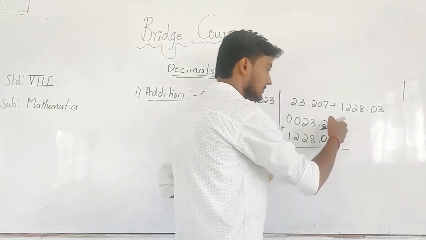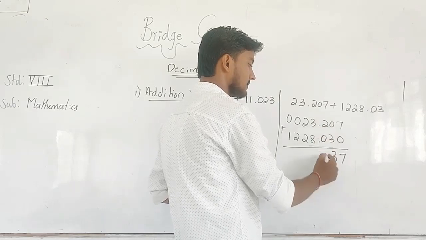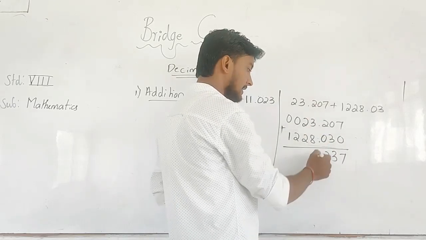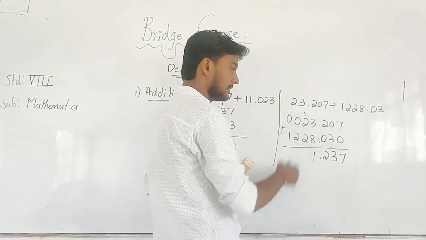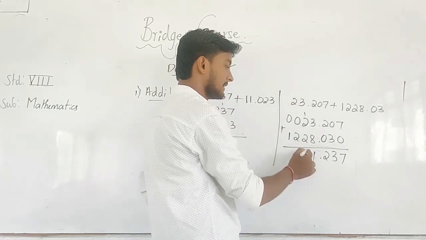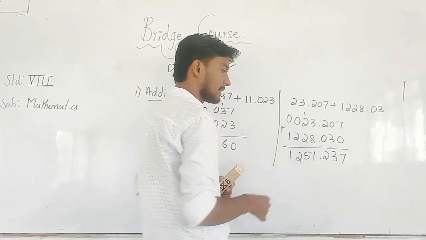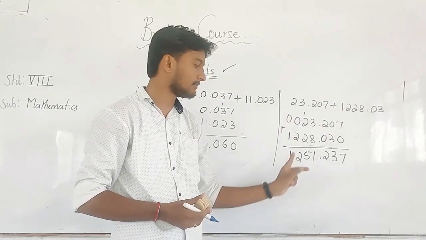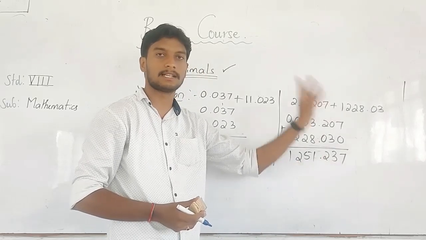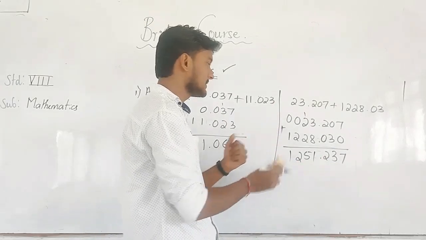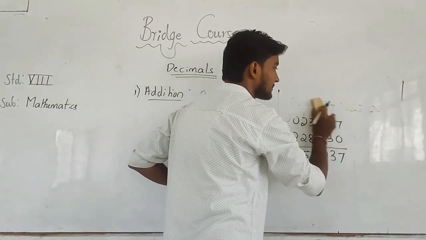If you add these two: 7 plus 0 is 7, 0 plus 3 is 3, 2 plus 0 is 2, and there is a point. Then 3 plus 8 is 11, write 1 and carry 1. 2 plus 2 is 4, plus 1 is 5. 0 plus 2 is 2, 0 plus 1 is 1. If you add these two, how much will you get? 1451.237. Like this, you have to add decimal numbers.